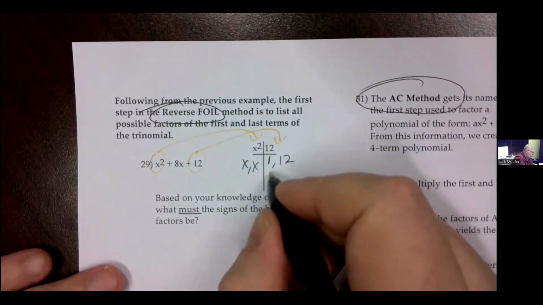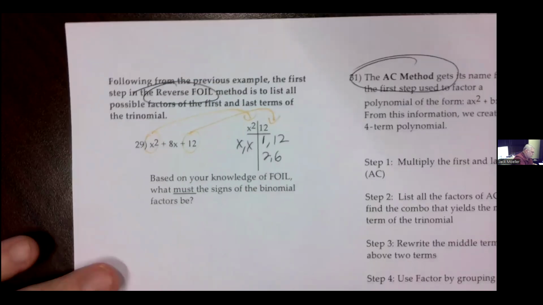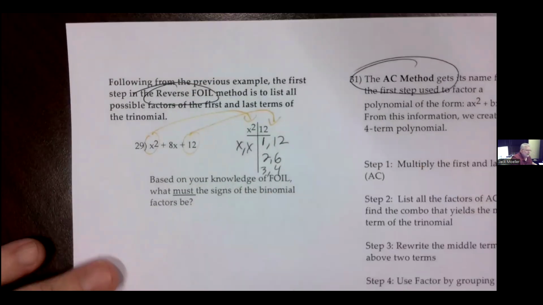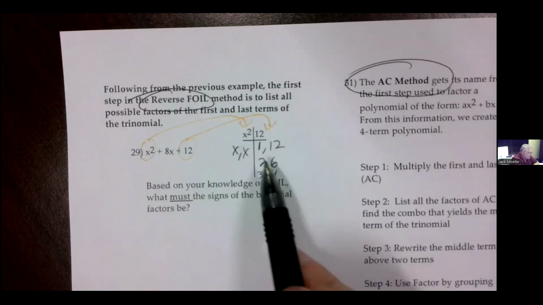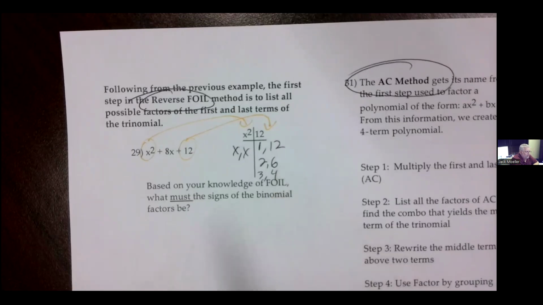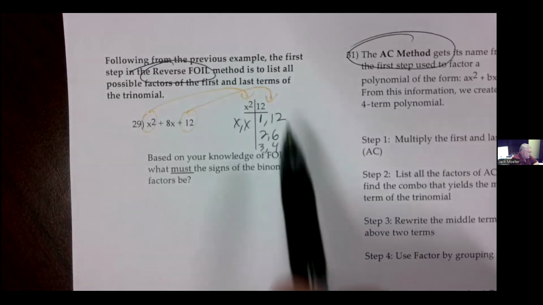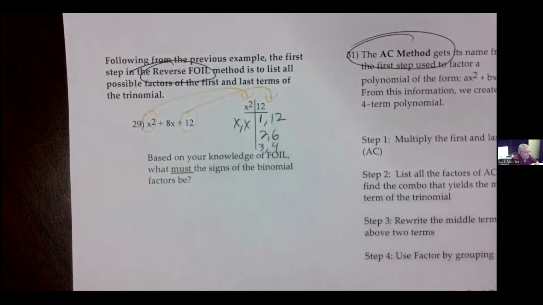Then I go to 2. 2 will go into 12 6 times. Then go to 3. 3 will go into 12 4 times. And if you go in order like this, then the next number would be 4. 4 is already on my list, so I don't have to find any more factor pairs. These are all the possible factor pairs. When we get into bigger numbers, this systematic method will really come in handy.